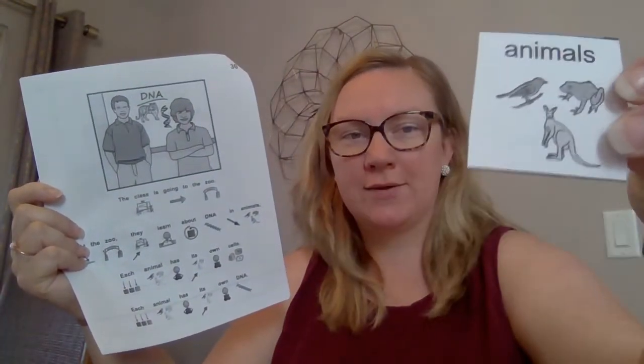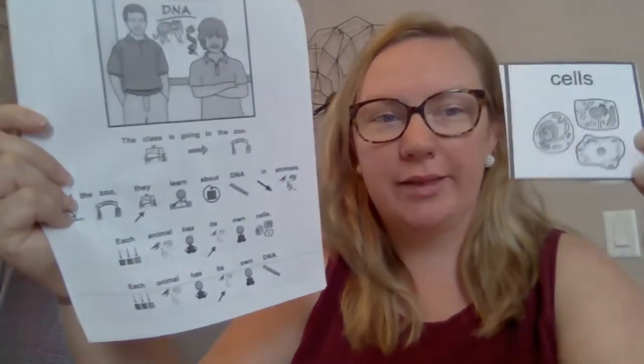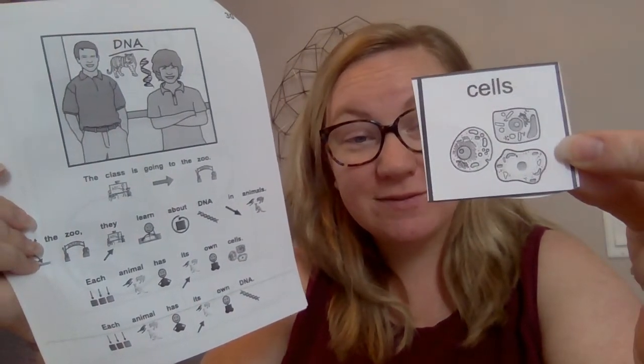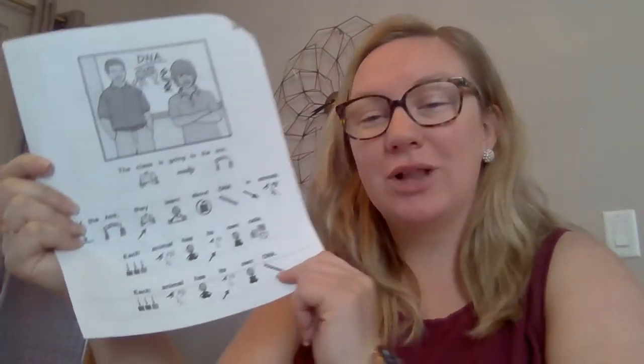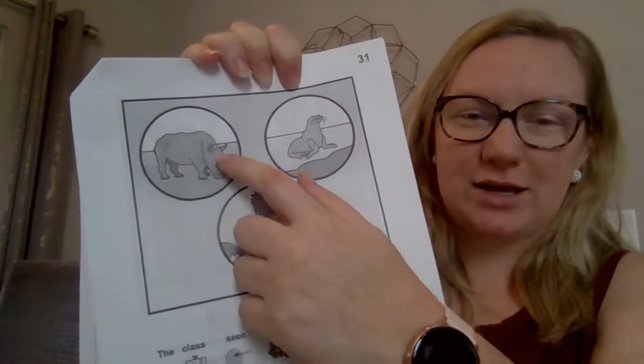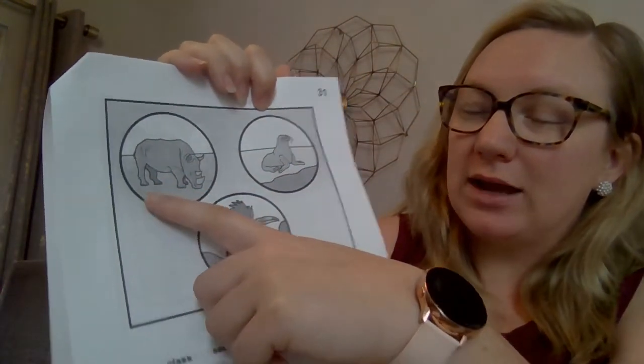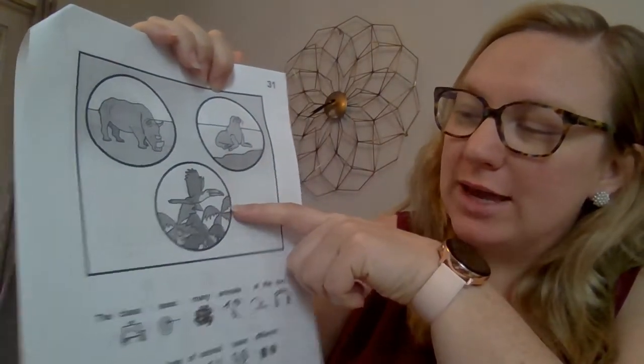DNA in animals. Each animal has its own cells. Wow, we're getting a lot of vocabulary on this page. Living things have cells. That's what makes us living. Each animal has its own DNA, just like us. All animals, they're living things, they have their own DNA. They're all individuals. All right, I see a picture of different animals. I see like a sea lion maybe, and a rhinoceros, and a toucan.